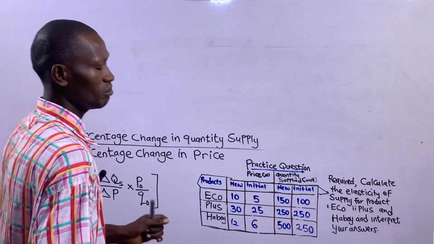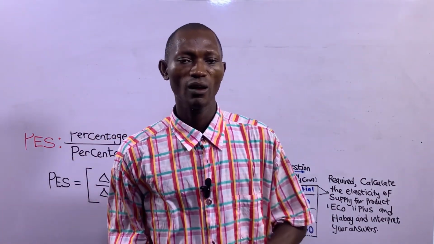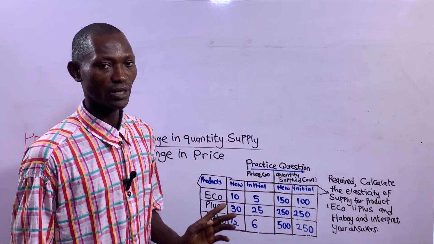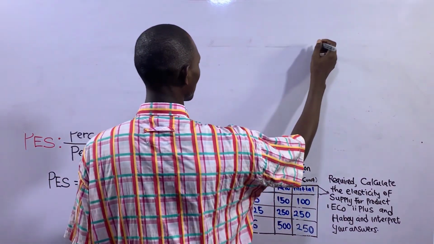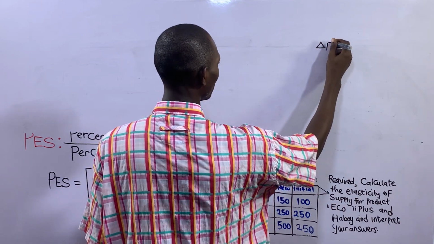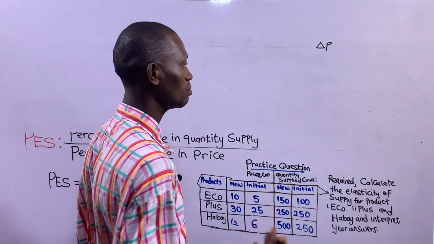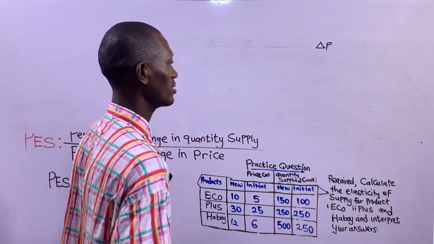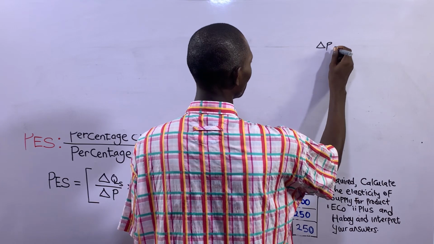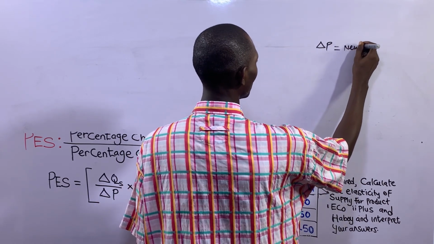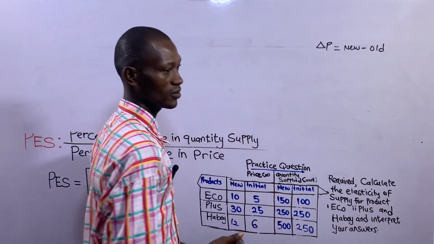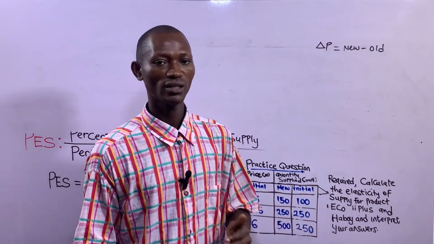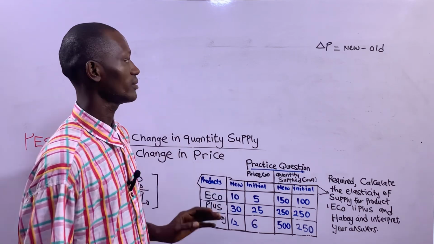So before now we've talked about how you measure change in a variable. Let's say the variable in question is price. If you want to measure change in price, this sign means change. In economics, we denote price with P. So if you want to measure change in any variable, let's take price as a case study. Change in price will be new price minus the old price. That's how we measure change in any variable. If it is quantity, the new quantity minus the old quantity, that's it.